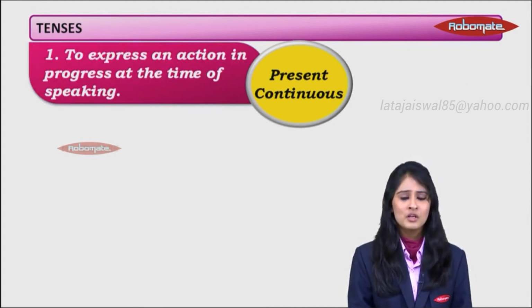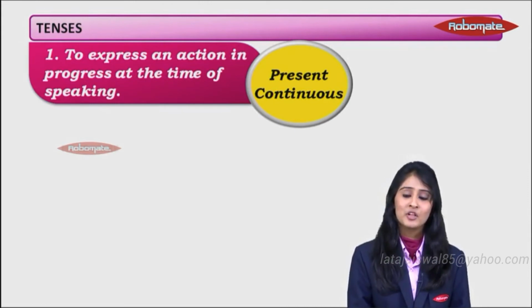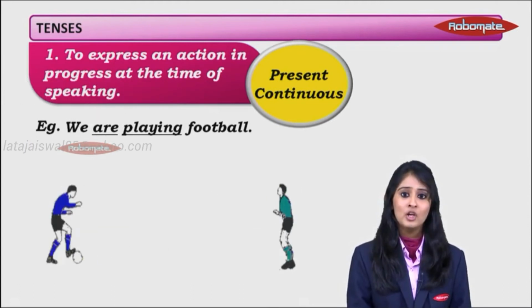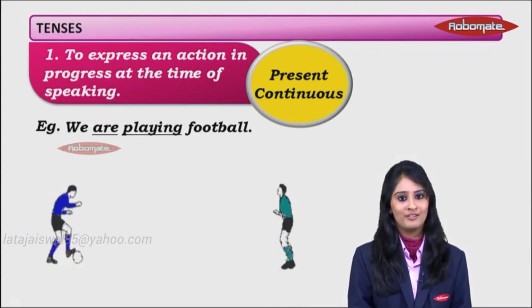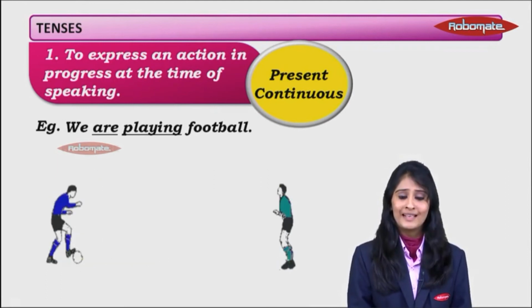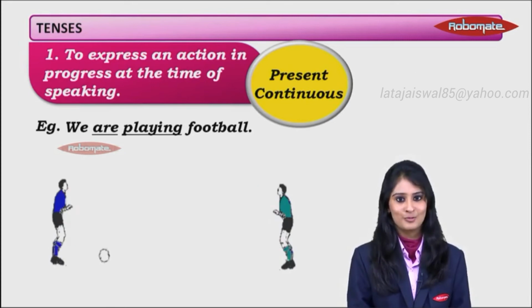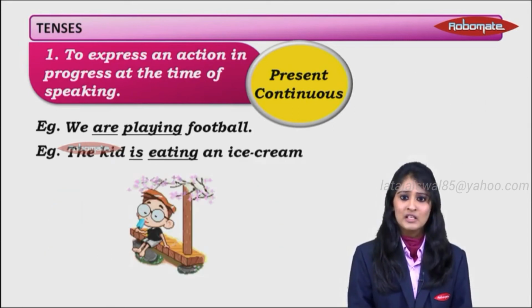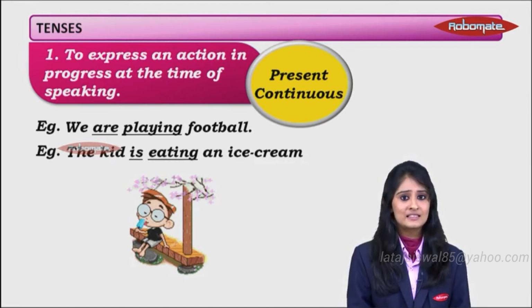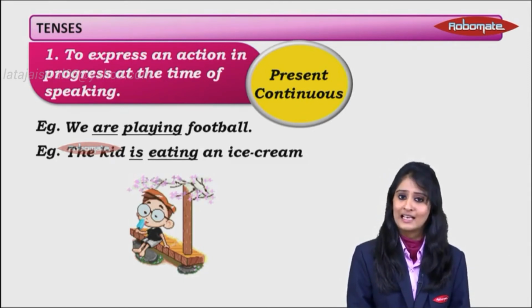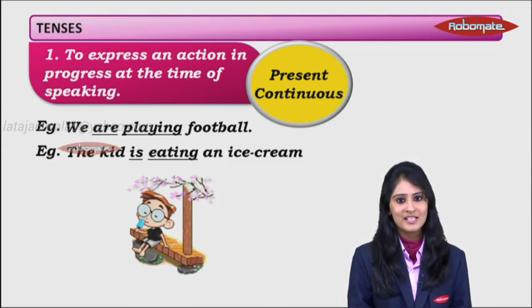The first use to express an action in progress at the time of speaking, which means when the action is happening, you are speaking the sentence. For example, we are playing football. So that means when I can see some people are playing football, I say this statement. The next one, the kid is eating an ice cream. I can see that one child is eating an ice cream and thus I make this statement.